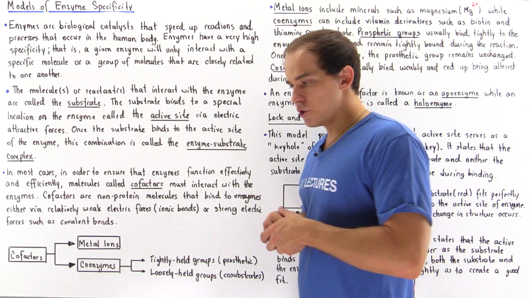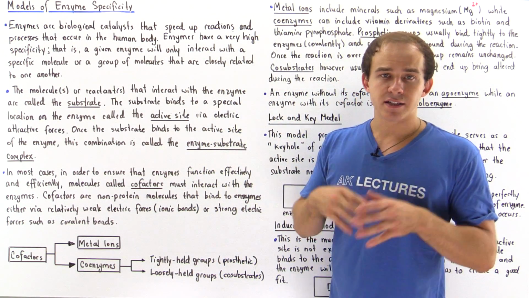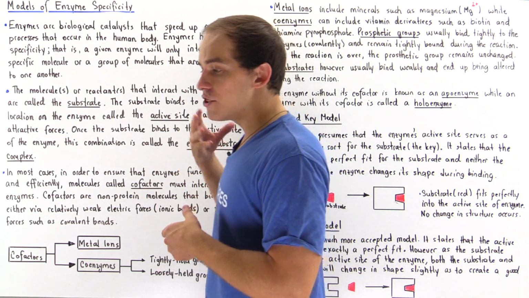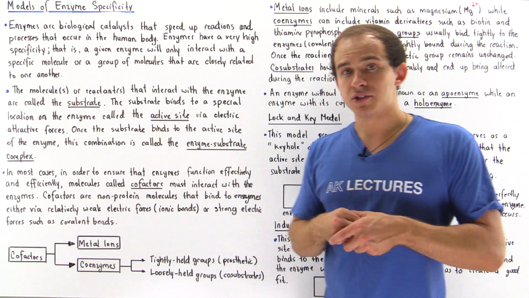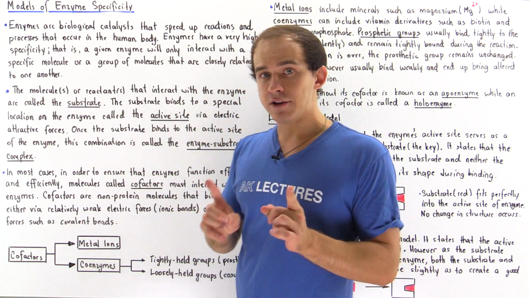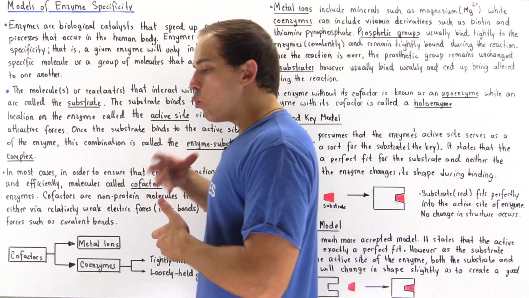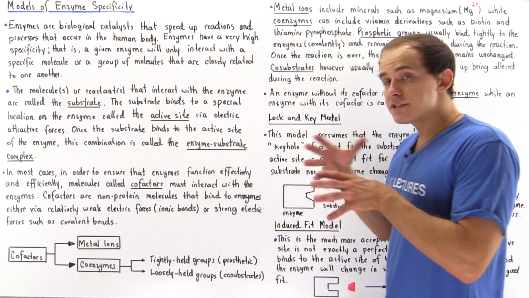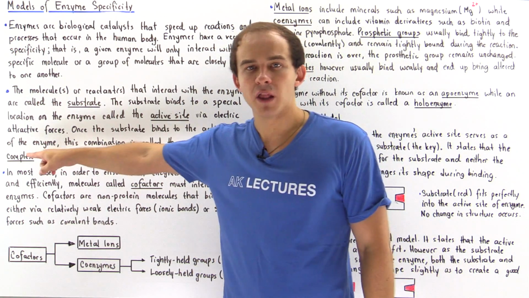Now, the molecule or molecules that react with our enzyme are known as the substrate, and the substrate binds to a specific location on the enzyme known as the active site. And the interaction between our enzyme and the substrate is electric in nature. The force involved is electric in nature. Now, when the enzyme binds with our substrate, this complex is known as the enzyme-substrate complex.